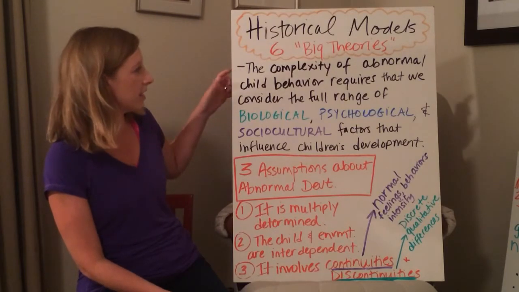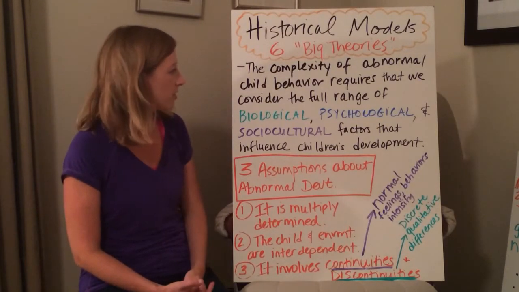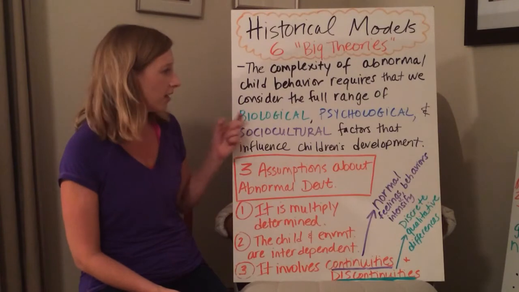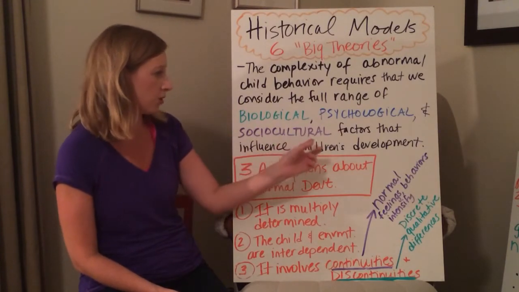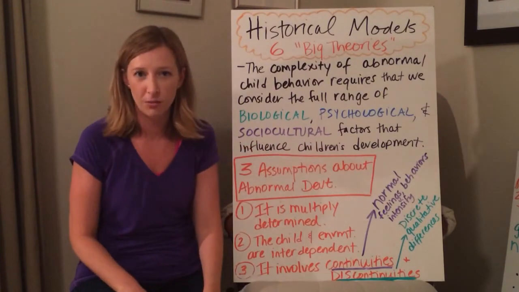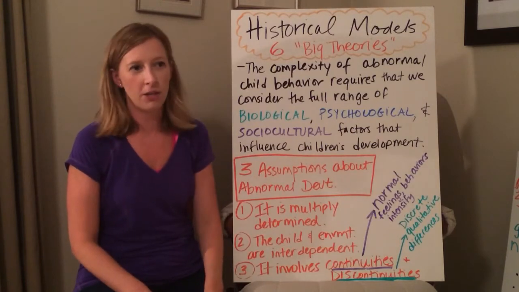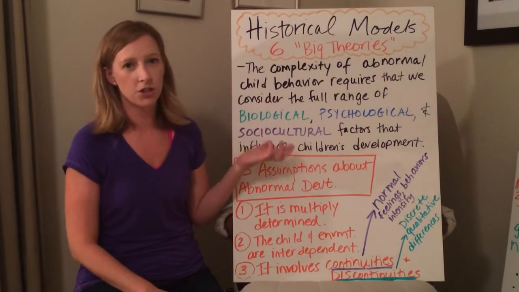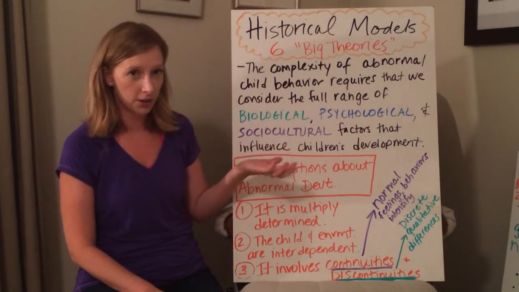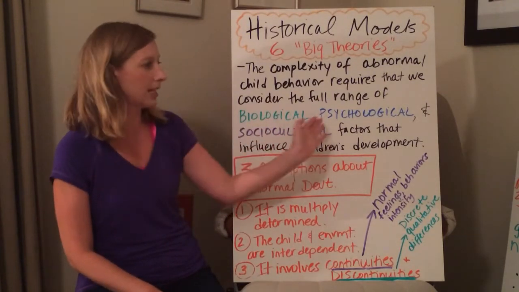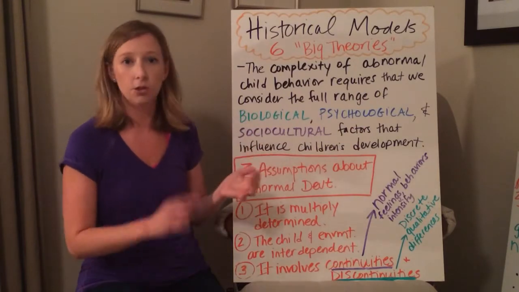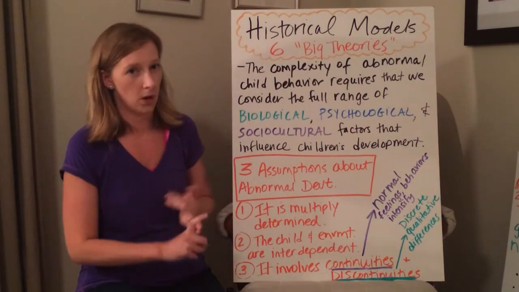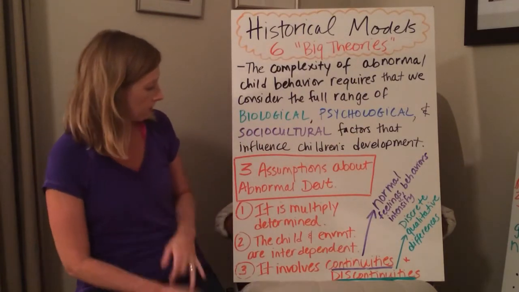Okay, the complexity of abnormal child behavior requires that we consider the full range of biological, psychological, and sociocultural factors that influence children's development, right? We're very rarely talking about simplistic or linear types of relationships. Remember from other courses, you've heard of the biopsychosocial model, getting at the idea that there are multiple layers of influence that lead to both typical developmental outcomes as well as abnormal development.